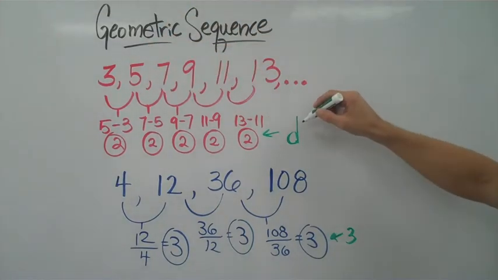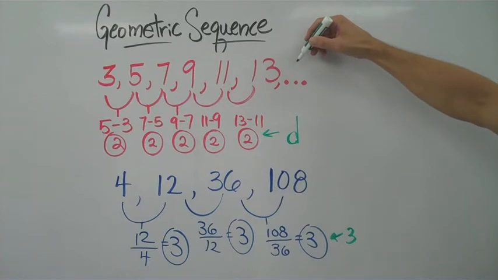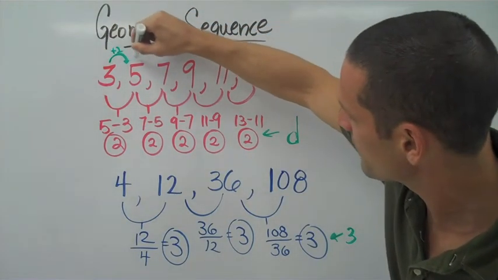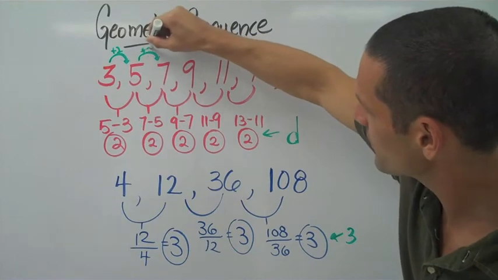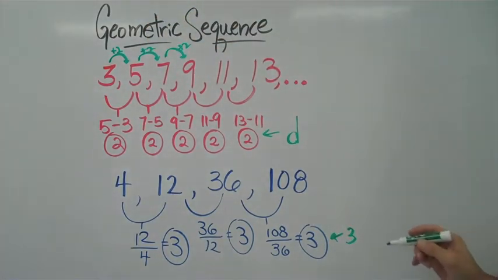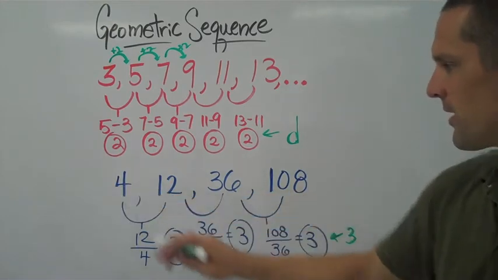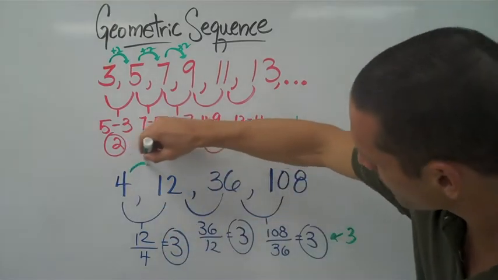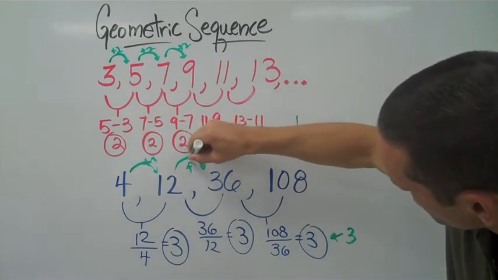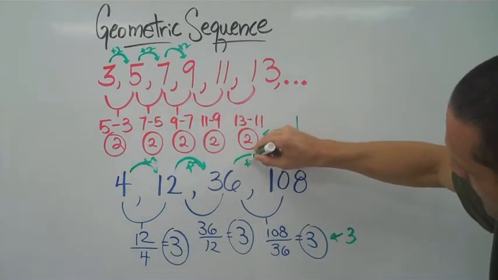Alternatively, how could you think about this? If our common difference in an arithmetic sequence is 2, that means we're adding 2 each time we take one of these little bunny jumps. Plus 2, plus 2. And similarly, if this divided by this is 3, then we're multiplying by 3 here. Times 3, times 3, times 3.